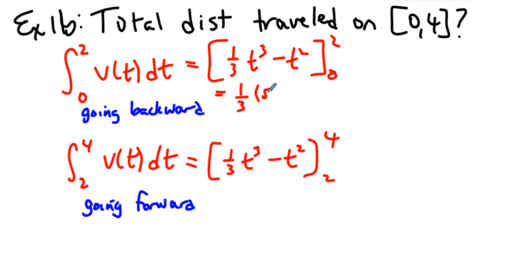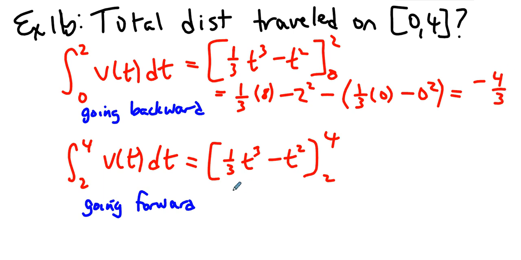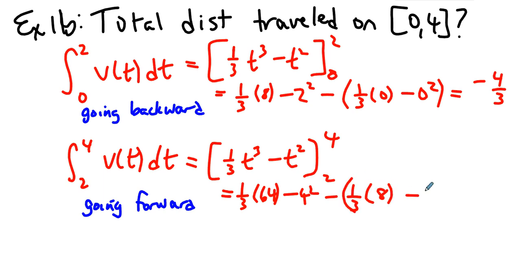Okay, I'm going to assume you paused the video to do that. This one turns out to be negative 4/3, and this one turns out to be 20/3. So let's think about what's happening. The going backward part set the particle back 4/3 in a negative direction. The going forward part moved the particle up 20/3 in a positive direction.